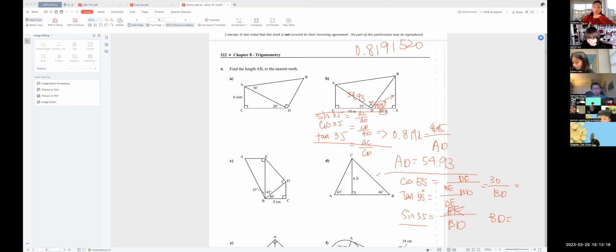Okay, so everybody, cosine 55 equals what? 0.5736 equals 30 divided by BD. So BD equals 30 divided by 0.5736, which equals 52.30. Get it, everybody?